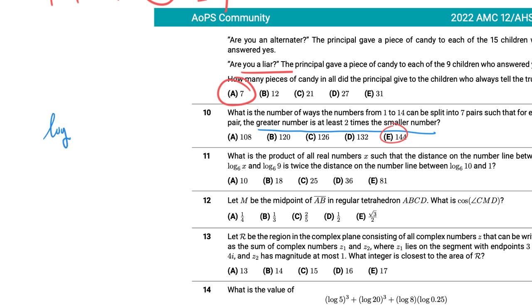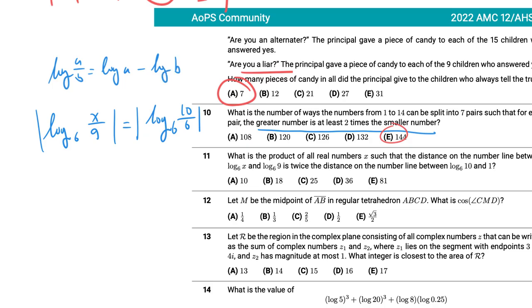So we have the absolute value of log base 6 of x over 9 equals log base 6 of 10 over 6, right? So the reason behind this is because log of a over b is equal to log a minus log b, and the distance between two numbers is just the absolute value of their difference. So basically here we put 1 into log base 6, we take their difference and we take the absolute value, that's their distance, right? So we can remove the absolute value here because this is greater than 0, and we can do some casework.